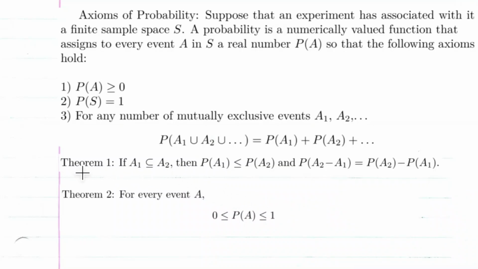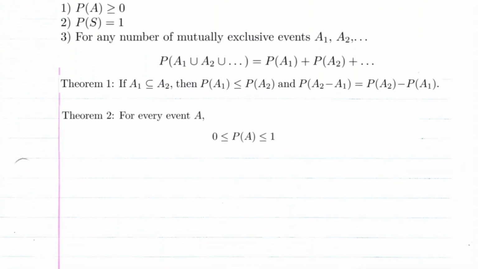Okay, so we're going to prove this new theorem, which states that for every event A, the probability of A is between 0 and 1, right? So we're going to be using theorem 1 that we proved in the last video and the three axioms of probability. Okay, so let's go ahead and get started on this proof.